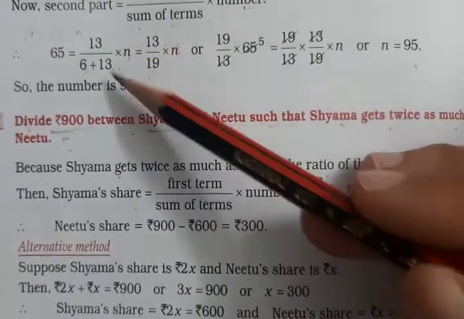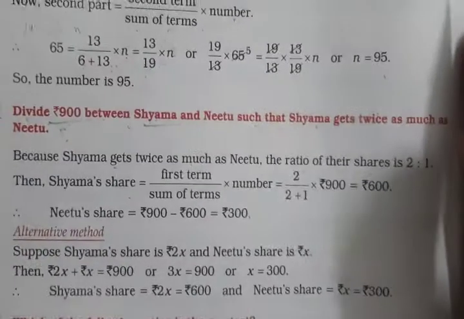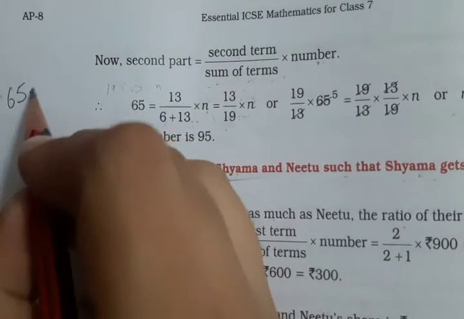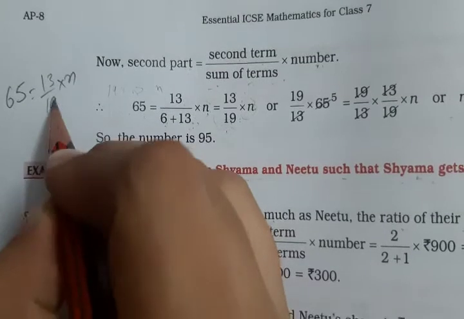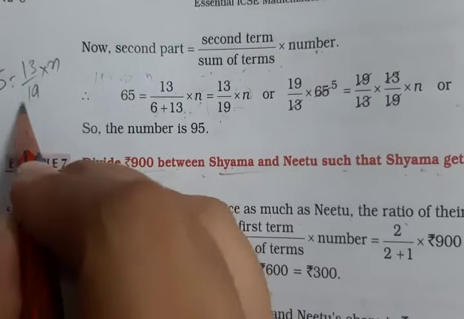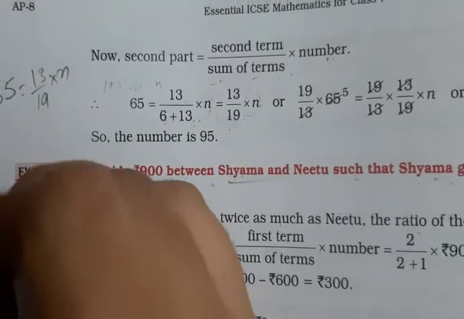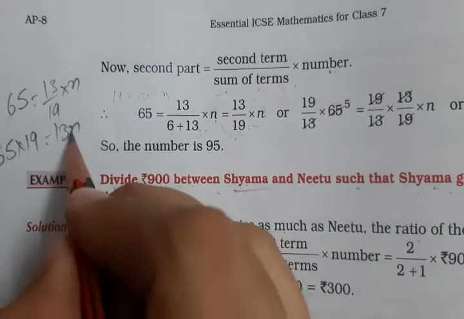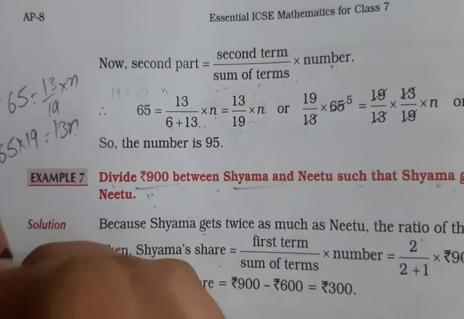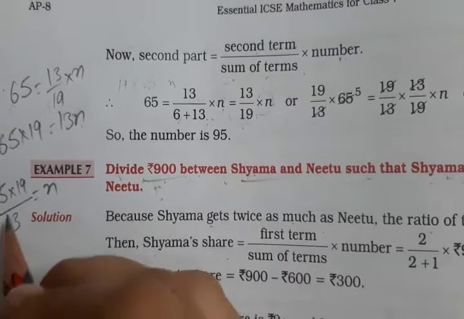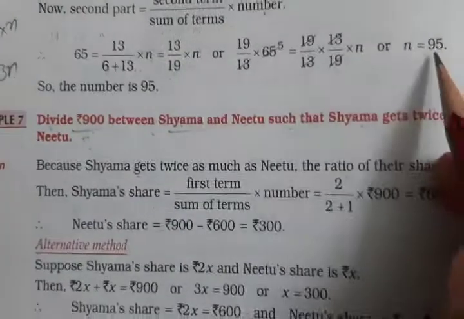Now after adding these, we get 19. To find the value of n, we have 13 by 19 n, and we will find the value of n. So take this term to the other side: 19 is divided on this side, so on that side it will be multiplied, so 65 into 19 is equal to 13 n. Again we want only n, so 65 into 19 divided by 13 is equal to n. Now multiply and cancel, and we get n is equal to 95.